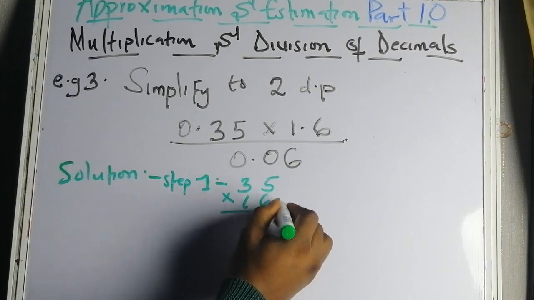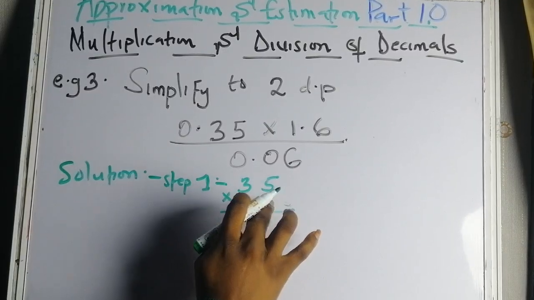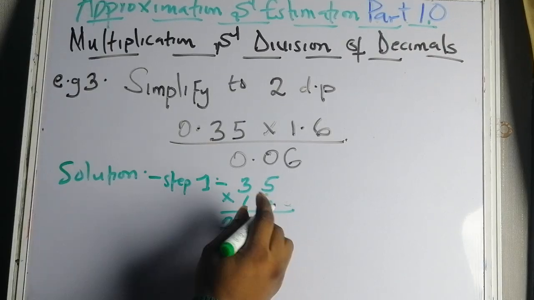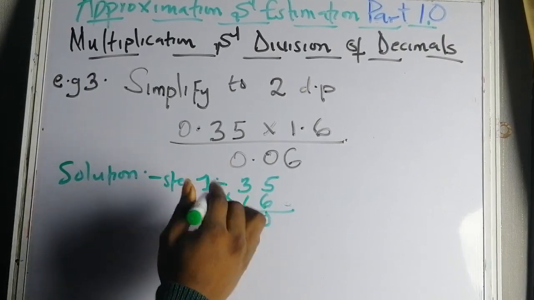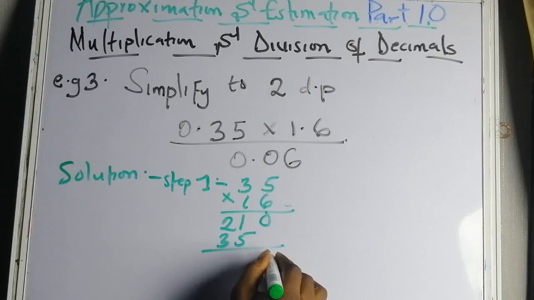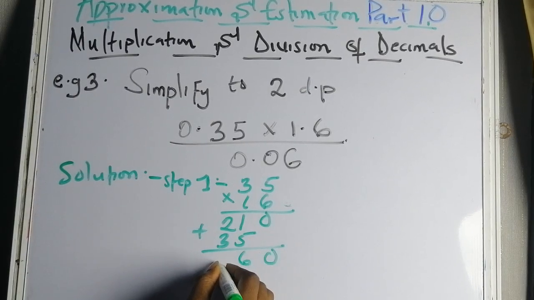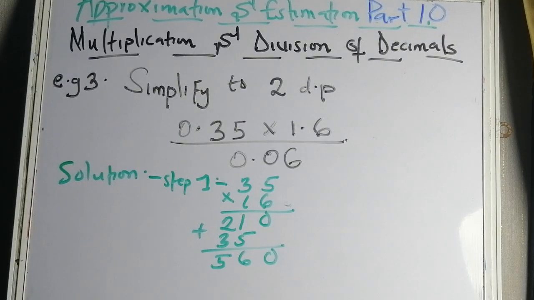6 times 5, 30. Carry 3. 6 times 3, 18 plus 3, that's 21. 1 times 5, 5. 1 times 3, that's 3. Plus 0, 6. And what do you have here? You have 5. So for the numerator, the answer is what? 560 when you multiply normally.